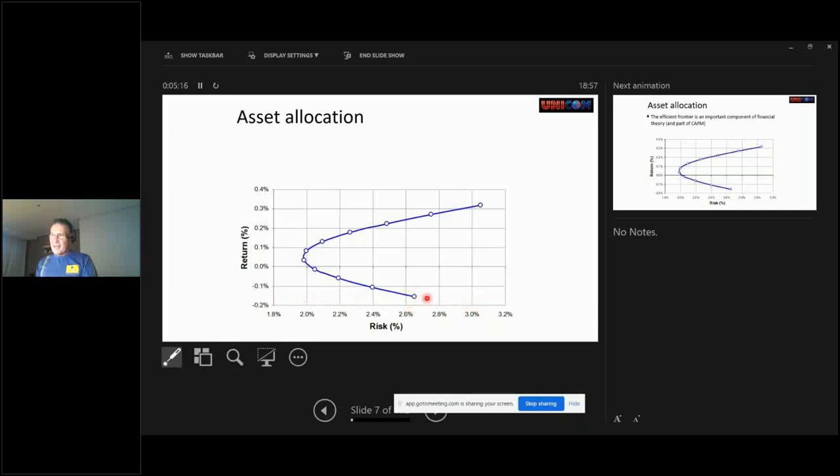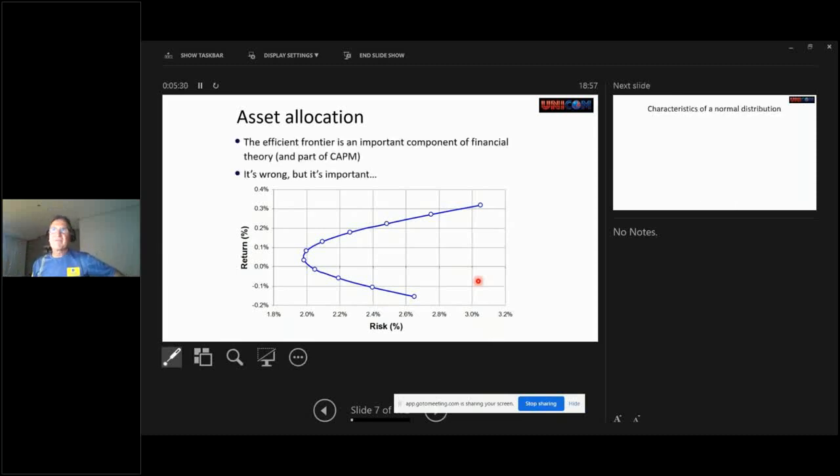That would be my return, and that would be my risk. If I put $100 in there, it would be 0.32% and whatever, 3.1%. But now what if I start mixing them around? And this blue line that you can see here is called an efficient frontier. Right? There are all sorts of caveats that you can add onto this, but asset managers still use this today. It is a wonderful thing. You can do all sorts of wonderful things with this so-called efficient frontier.